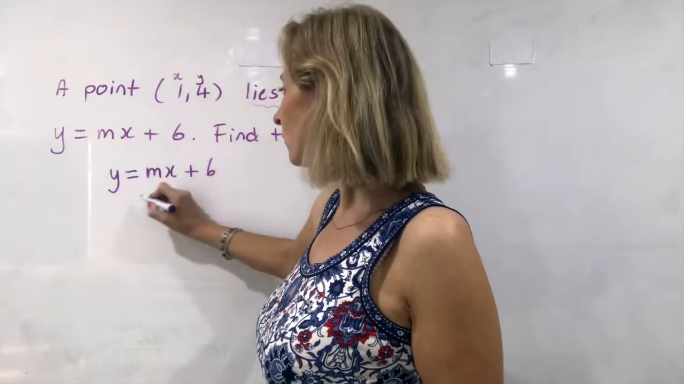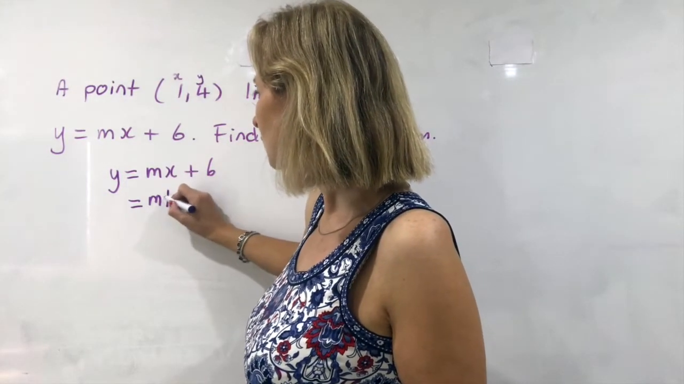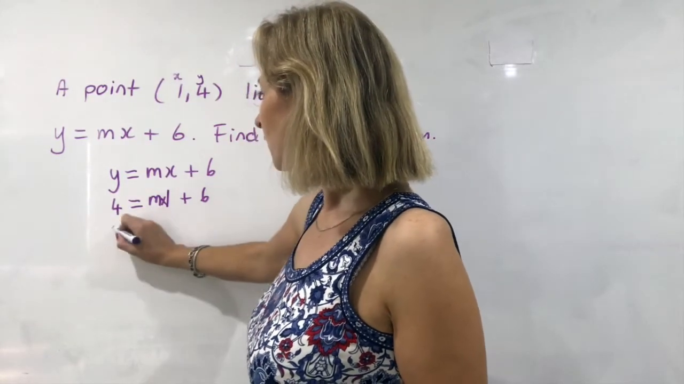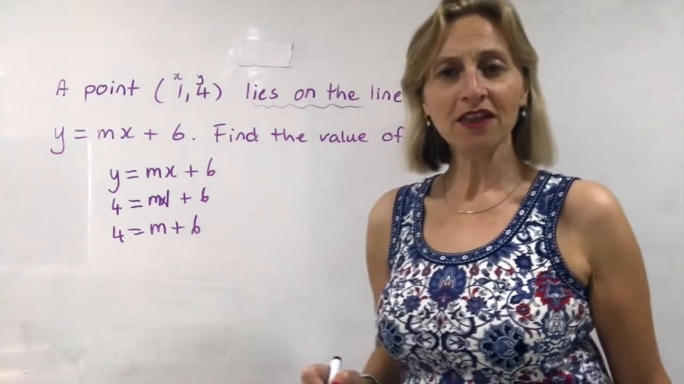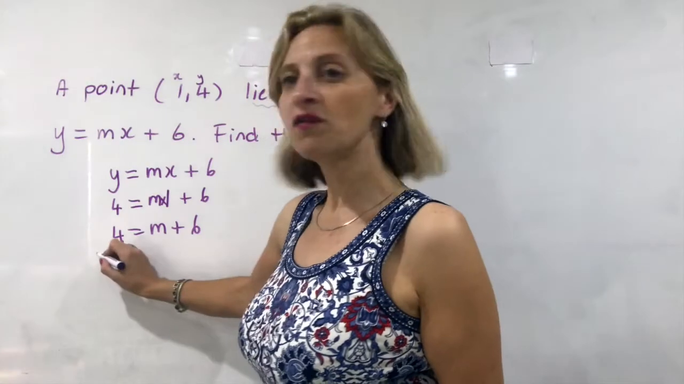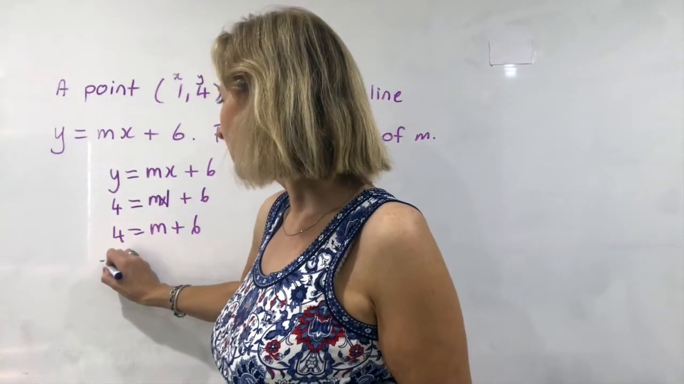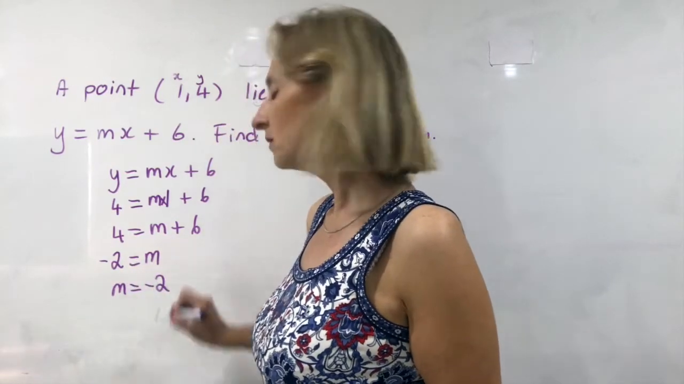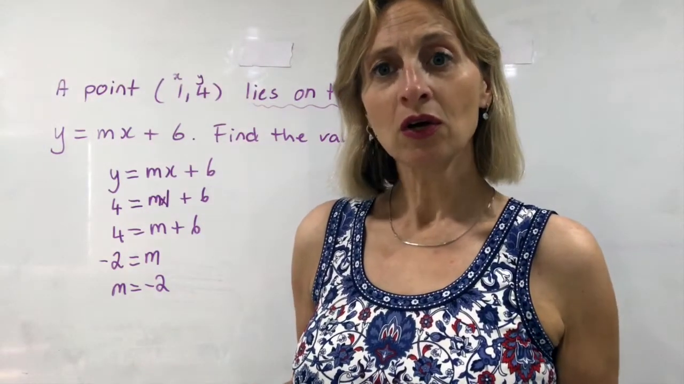So when x equals 1, that becomes 1m, or m times 1, plus 6, and y equals 4. So 4 equals m times 1 is m, plus 6. Well, now this should be an easy equation to solve. I just need to move the 6 to the other side, so the plus 6 becomes a minus. 4 take away 6 is minus 2, so m equals minus 2. And that's it. So what seemed like a really complicated question was actually quite simple.